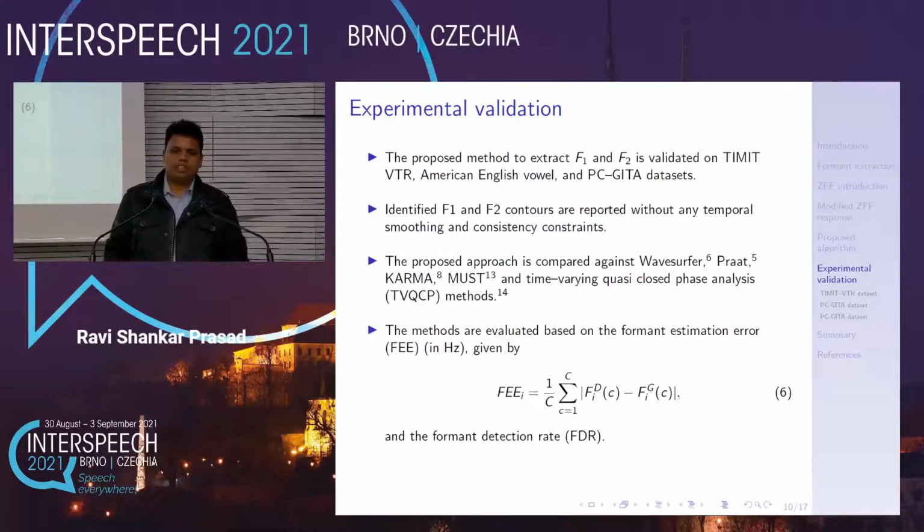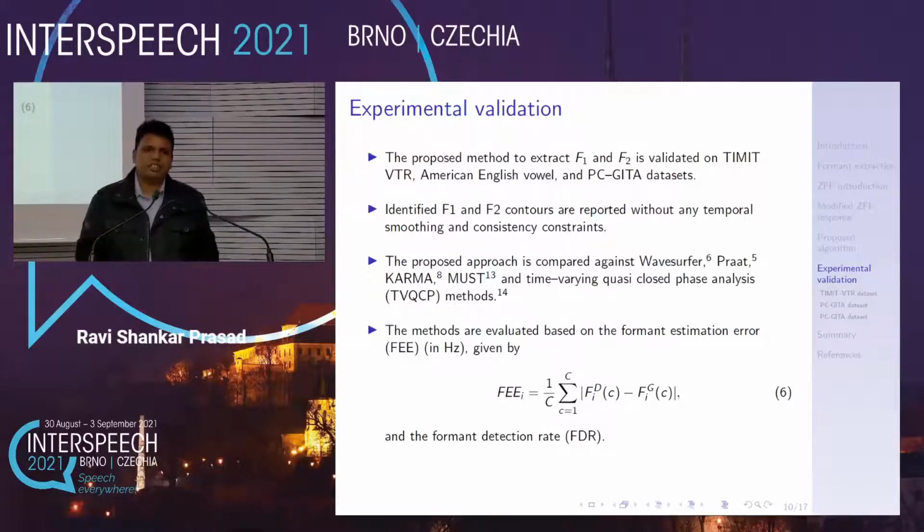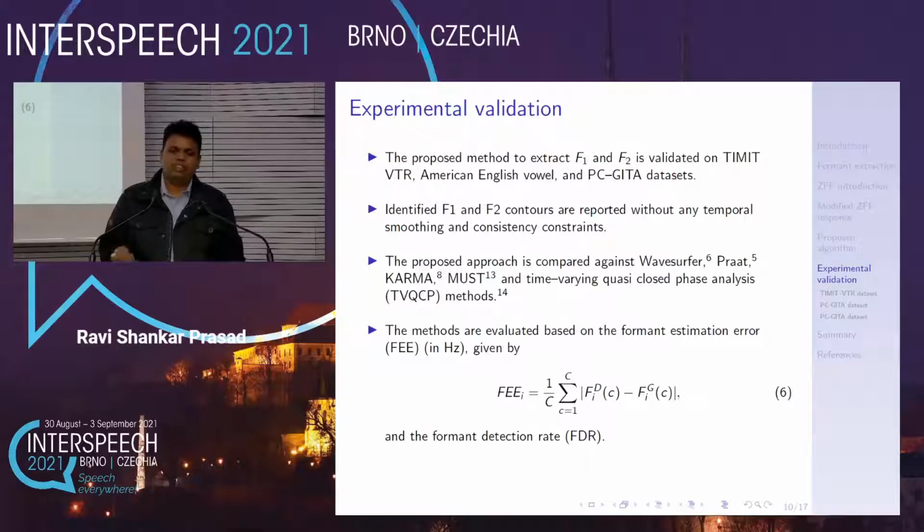So we tried to validate our observations on two different datasets, for typical and atypical speech. We used the TIMIT-VTR dataset, where the formant contours have been hand marked for a certain subset of TIMIT. And we also used the PC-GITA database, where atypical speech by Parkinson's patients is present. The F1 and F2 contours which we identify are derived by using a generic spectrographic representation on those filtered signals to derive the spectral peak in the F1 and F2 range. And we do not apply any smoothing constraint.